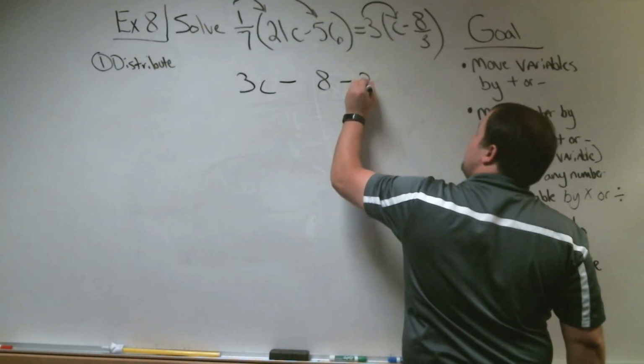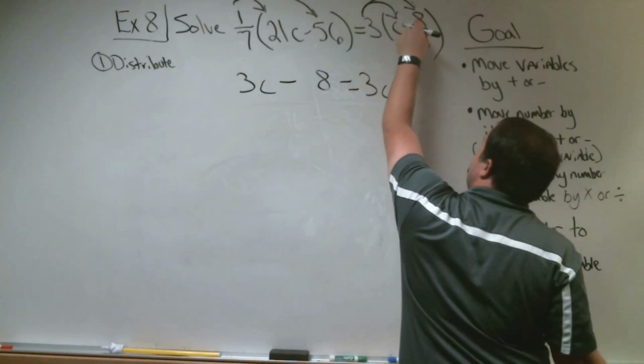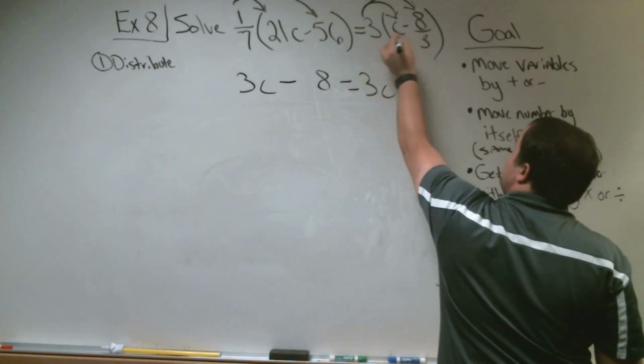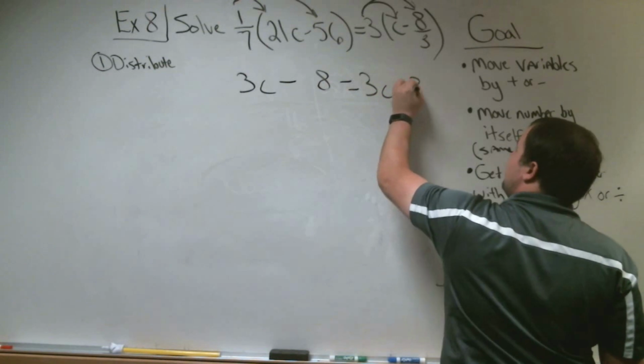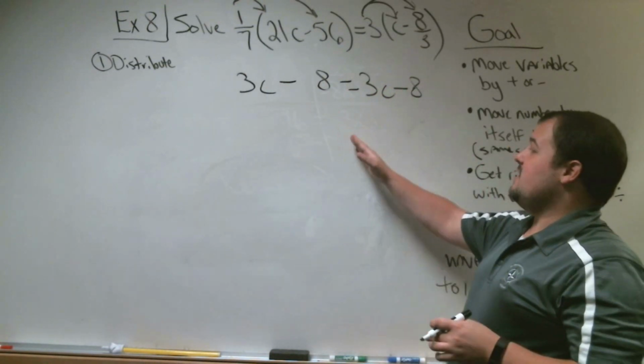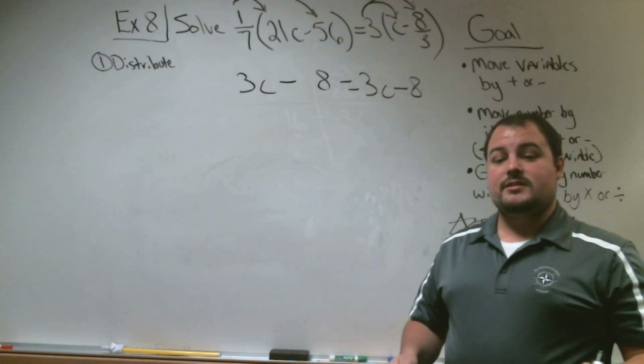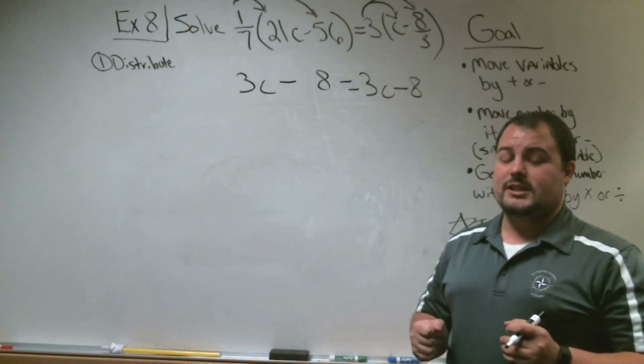3 times c, that's 3c. 3 times a negative 8, that's negative 24. Negative 24 divided by 3, negative 8. So, looking at this problem, we see 3c minus 8 equals 3c minus 8. They're exactly the same.